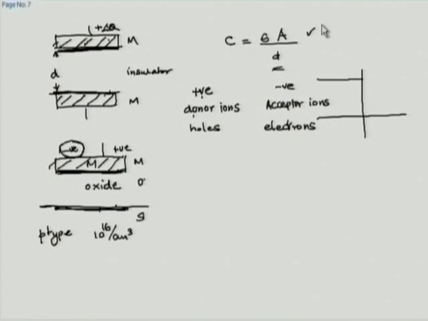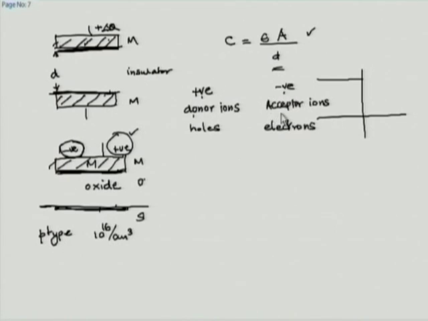On the other hand, suppose I was to put positive charge on the metal plate. So, now we are considering the case when you have positive charge on the metal plate. Now, if you have positive charge on the metal plate, you require negative charge on the other side of the insulator. And what is negative?